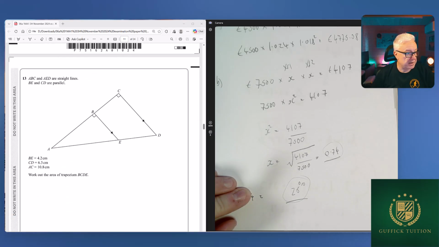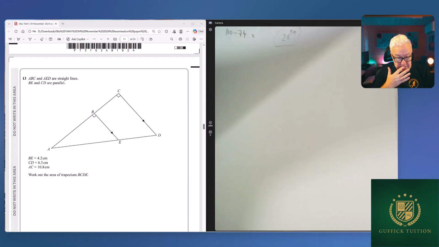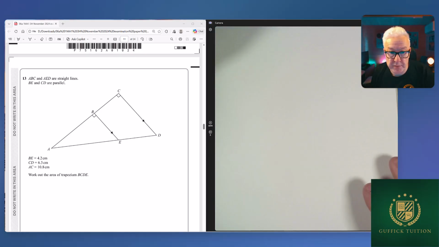Question 13, what does it say? It says ABC and AED are straight lines, BE and CD are parallel. BE is 4.2, CD is 6.3, AC is 10.8. Work out the area of the trapezium.